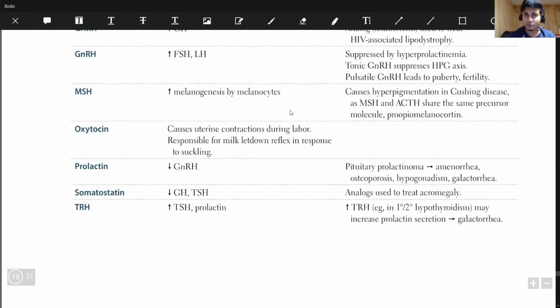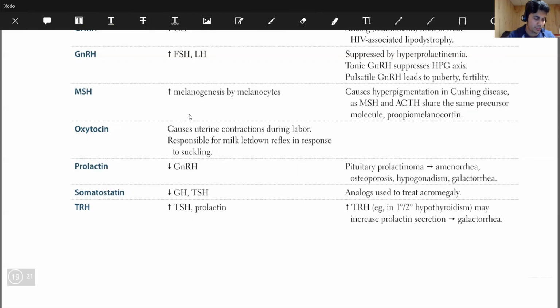MSH is released from the anterior pituitary. This causes melanogenesis, which means it increases melanocyte production. Now, this melanogenesis is increased in Cushing disease, as MSH and ACTH share the same precursor molecule, pro-opiomelanocortin. Addison disease also has this hyperpigmentation. Cushing disease also has hyperpigmentation.